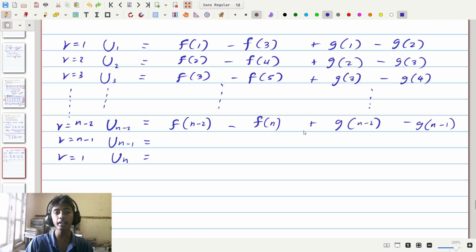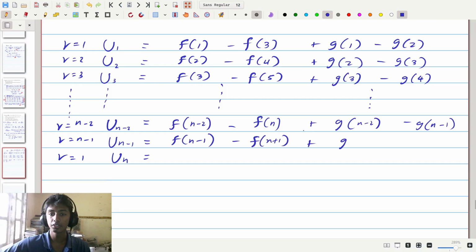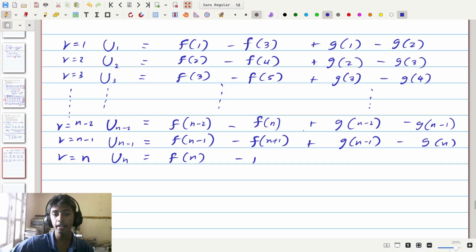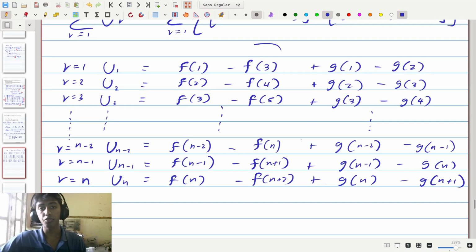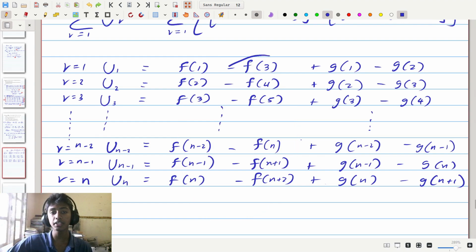And then finally, if we consider the last two terms, for r equals n minus 1, we're going to have f of n minus 1 minus f of n plus 1 plus g of n minus 1 minus g of n. And finally, for r equals n, we're going to have f of n minus f of n plus 2 plus g of n minus g of n plus 1. Now if we consider all the terms on the right, for this sum of f components, we can see that this f of 3 cancels with this f of 3. The minus f of 3 and plus f of 3 cancel.